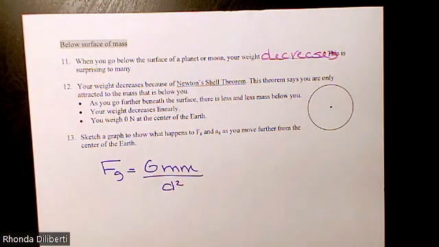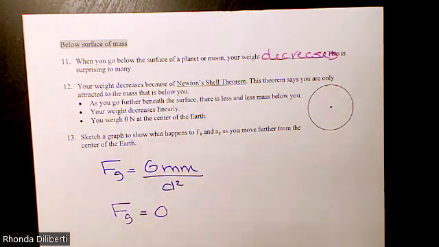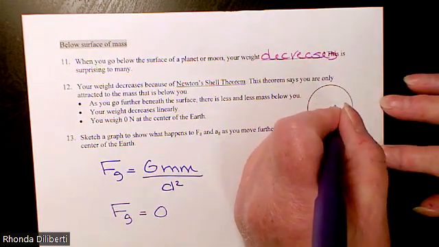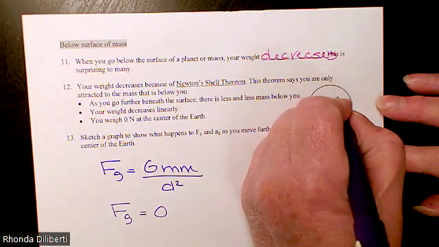And dividing by 0 is not good. That implies that I'm not going to weigh anything. So at the center of the Earth, I definitely weigh 0. So why do I weigh less when I start to approach the center of the Earth? I'm going to put myself halfway down.